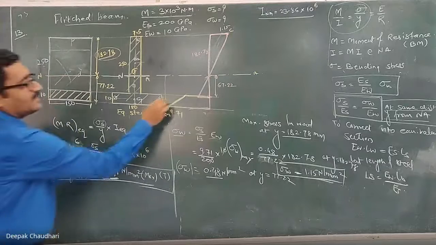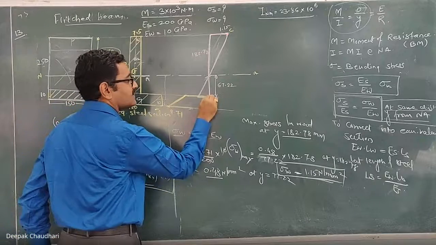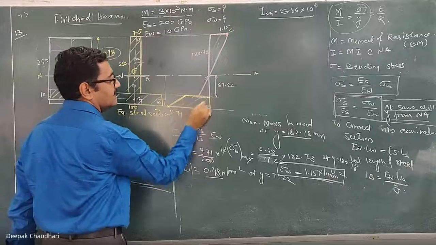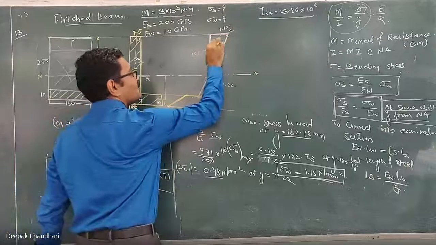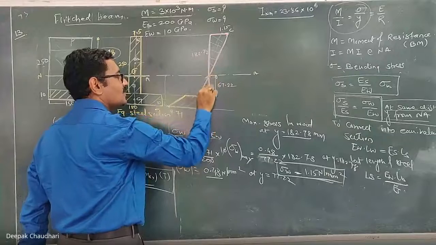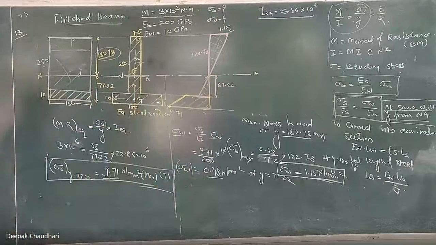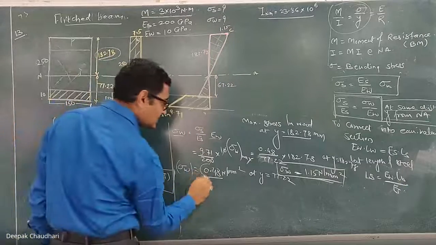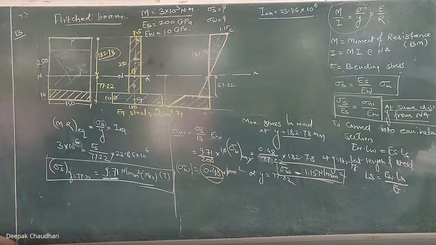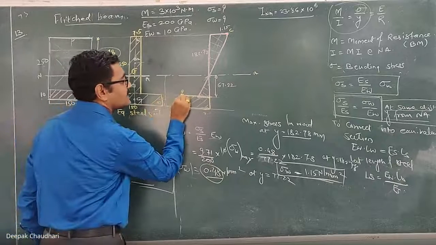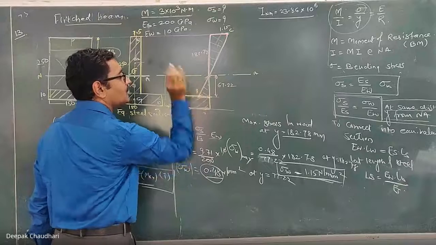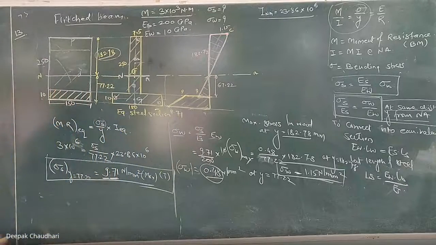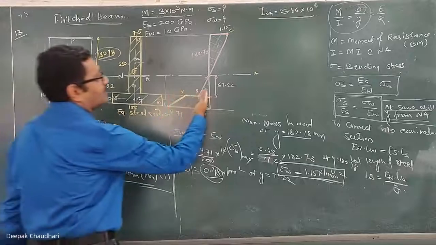Now, this is the bending stress distribution diagram for the steel, and this is the bending stress distribution diagram for the wood. Here we have calculated this 9.71, we have calculated this 1.15, and this is the stress in the wood at the intermediate level. You can calculate these values just by using the property of similar triangles. Either you can calculate it separately or you can draw it in one figure.